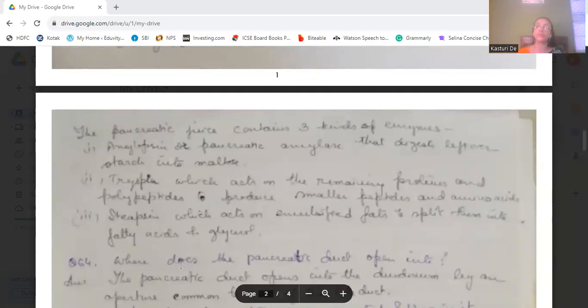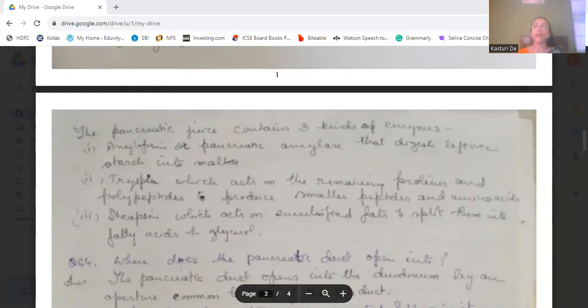Now, trypsin acts on the remaining proteins and polypeptides and converts proteins into smaller peptides and polypeptides into amino acids. Now, steapsin acts on emulsified fats. We know that fats are emulsified by the action of the bile salts. On these emulsified fats, steapsin acts and splits them into fatty acids and glycerol.